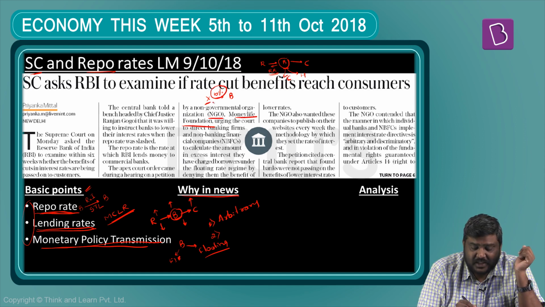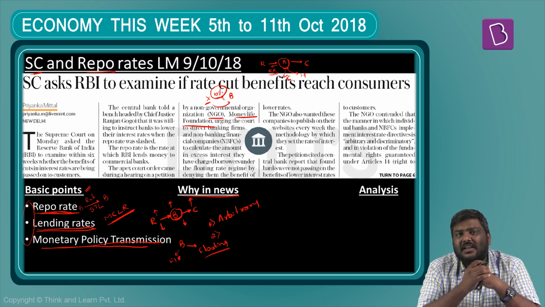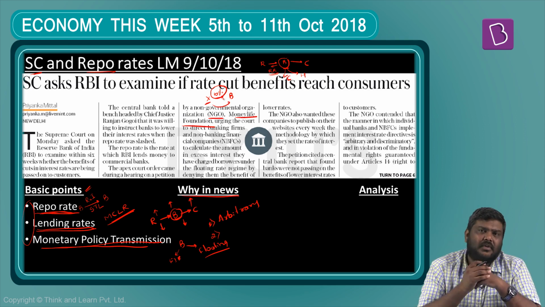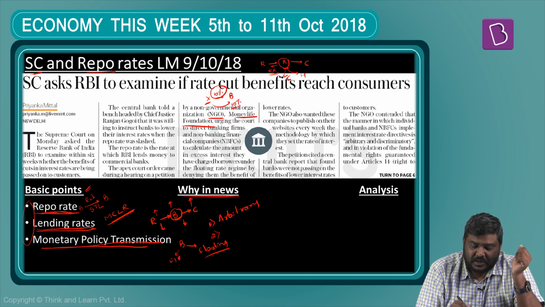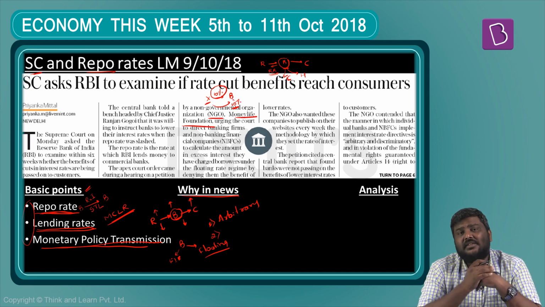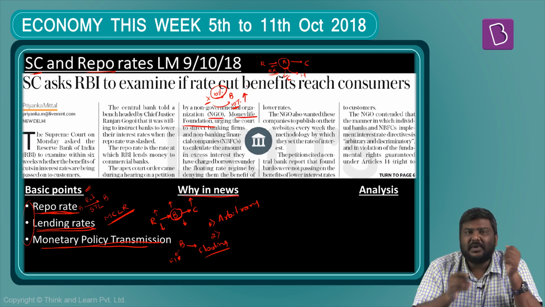Whereas if X takes a loan from a bank B on the floating rate of interest, this rate of interest initially could be 10%, but if RBI increases the repo rate, this will be increased by the bank.